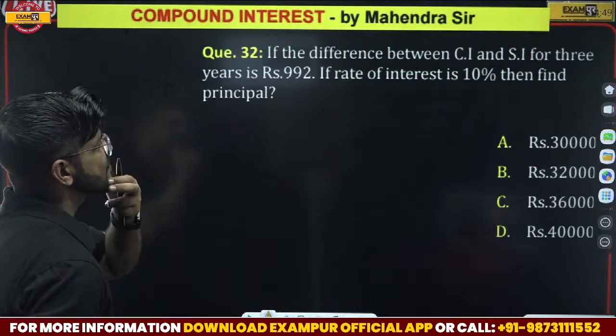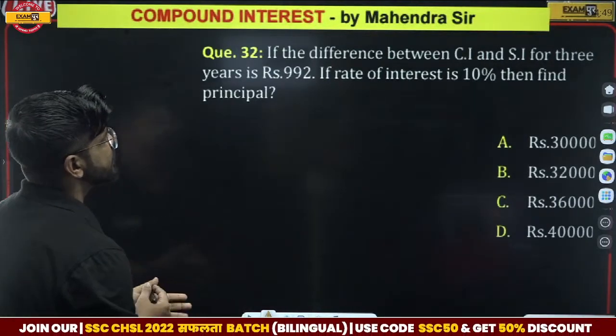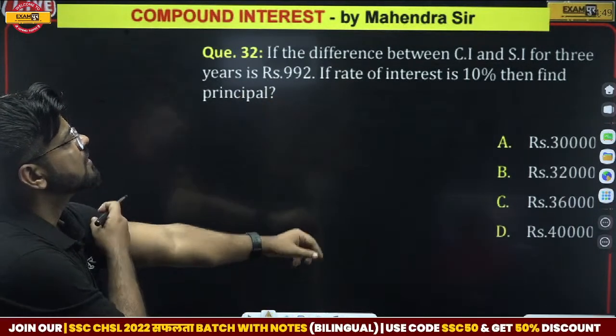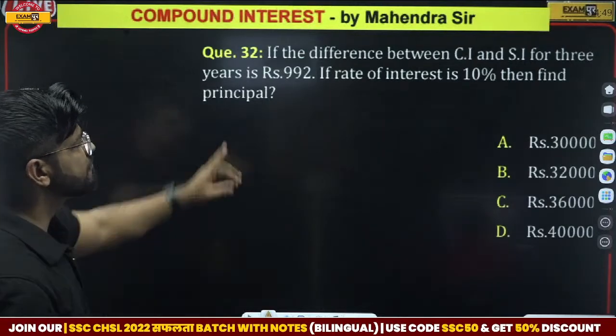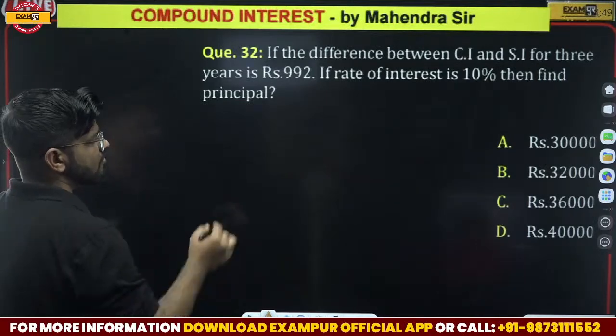Tell me the answer of this question now. The difference between CI and SI for 3 years. I told you how to calculate the difference of CI and SI. So the difference is given, rate of interest is given, and what we have to calculate? We have to calculate principal.